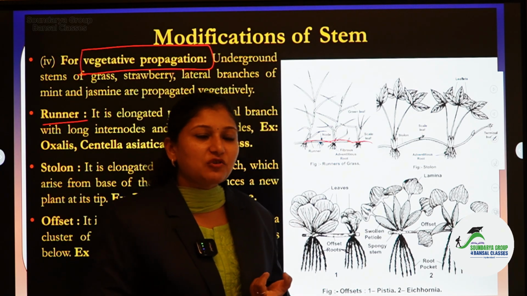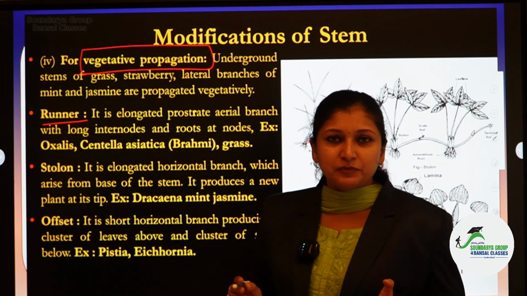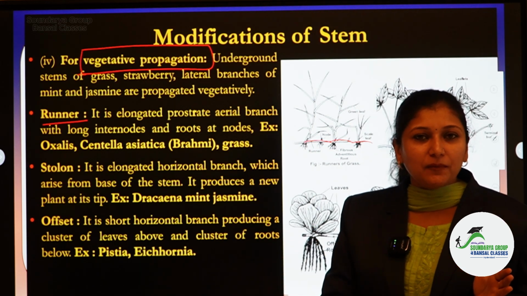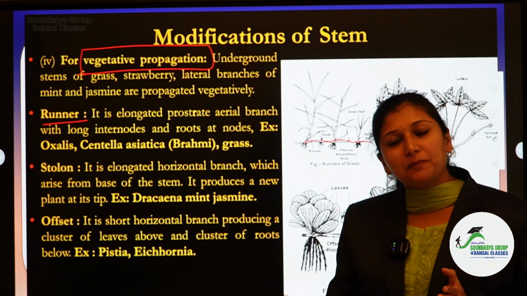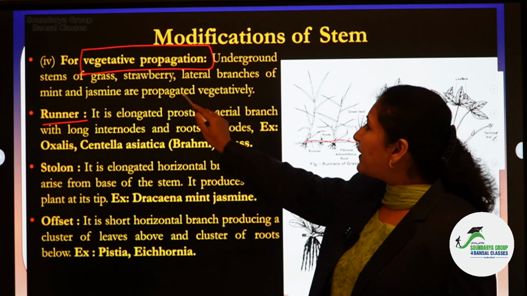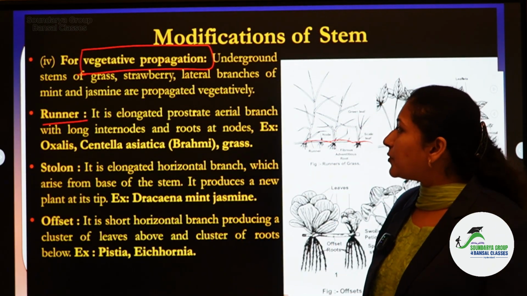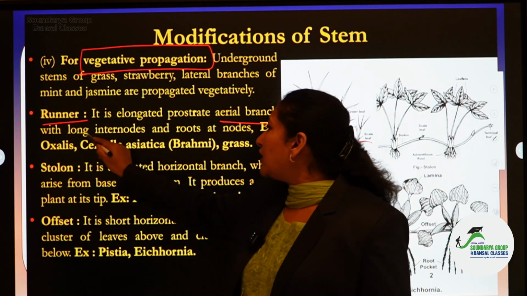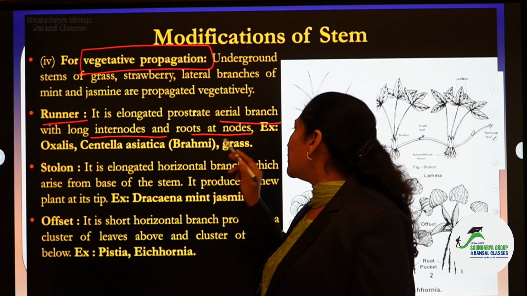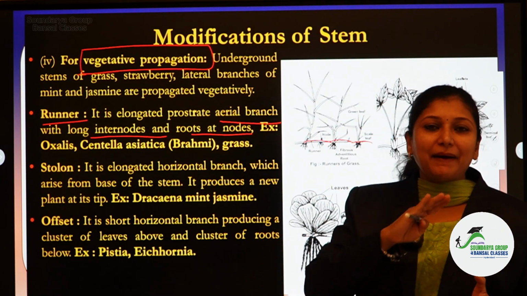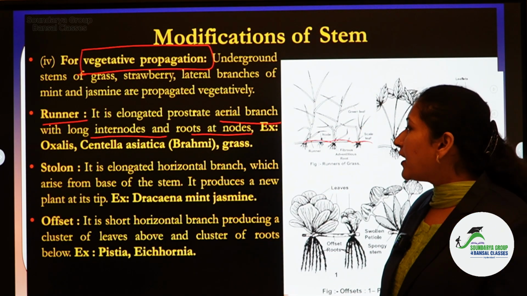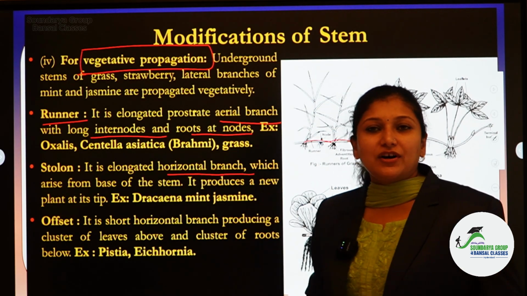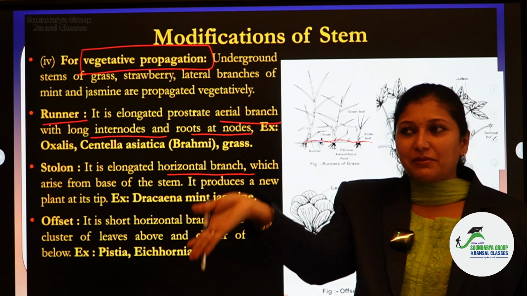What is the reproductive part of a plant? That is the flower. So here the development of a new plant occurs not from the flower but from the vegetative part. That's why we call it vegetative propagation. What is a runner? It is an aerial branch with long internodes, roots and nodes, running parallel to the ground.